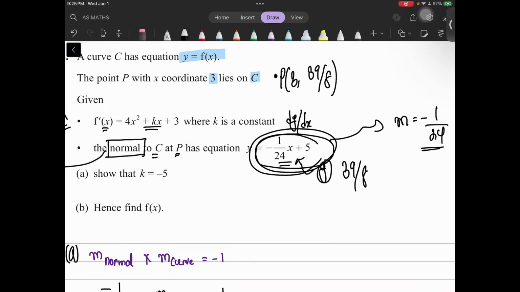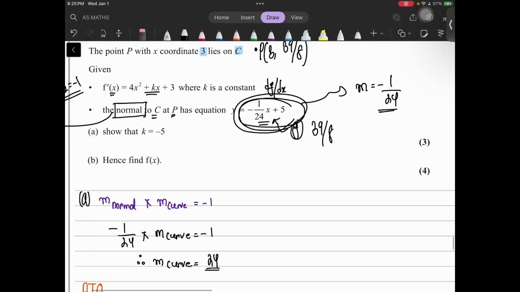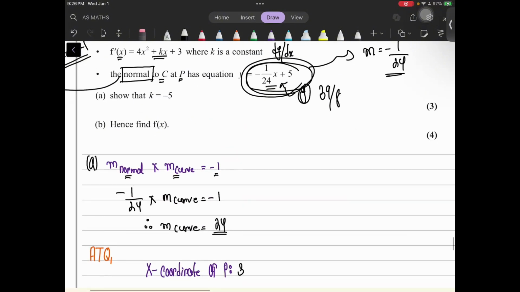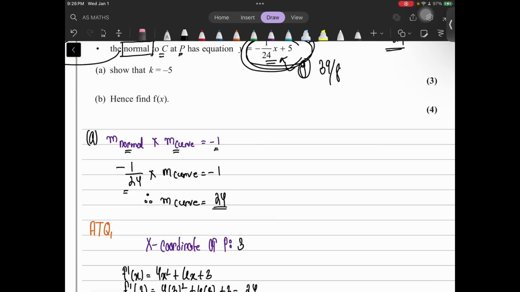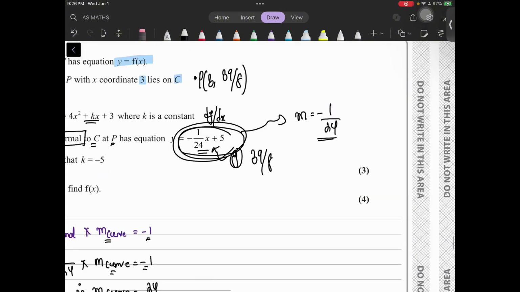From here, you can find the gradient of the curve. The gradient of the normal times the gradient of the curve is going to be equal to minus 1. The gradient of the normal is minus 1 by 24, so the gradient of the curve is going to be equal to 24. Minus 1 by 24 is the gradient because the equation can be written in the form y equals mx plus c. Let me just erase this.